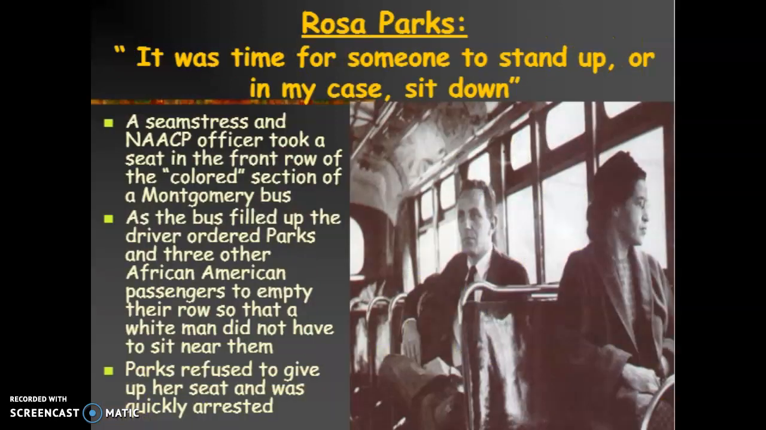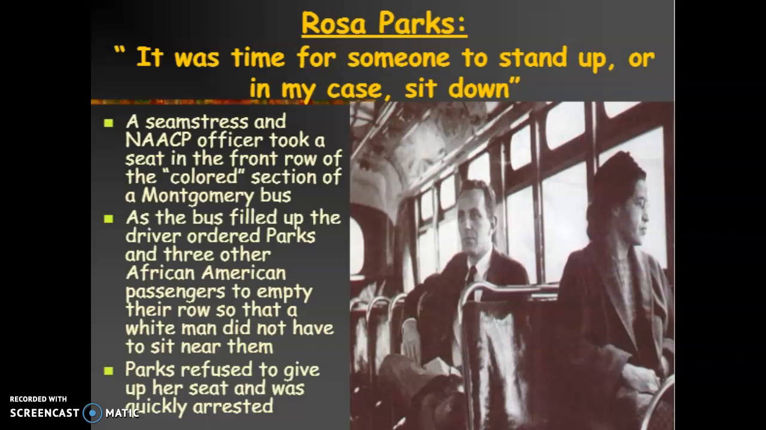Here's one of the most famous people of the civil rights movement, a woman by the name of Rosa Parks. She was a seamstress, and she worked for the NAACP. She basically took a seat in the front row of the colored section of a Montgomery bus. But as the bus filled up, the driver ordered Parks and 3 other African American passengers to empty their row so that a white man who didn't have a seat was able to sit down, even though it was in the colored section.